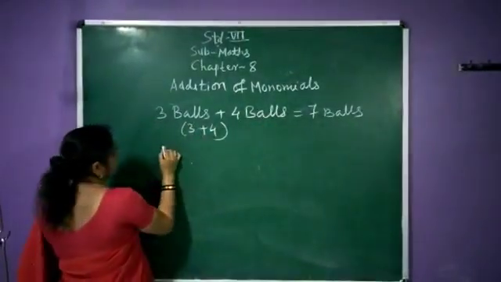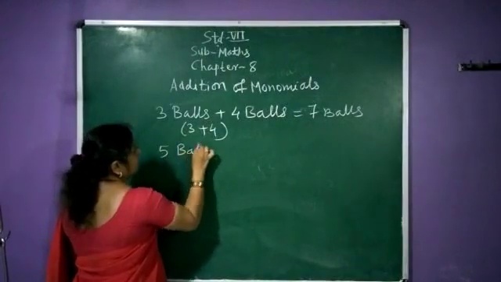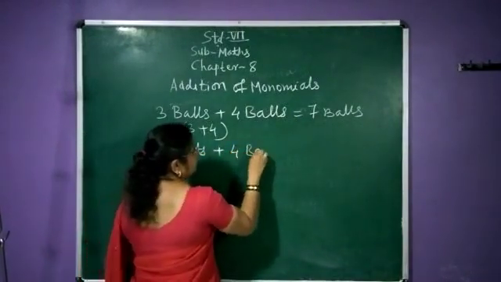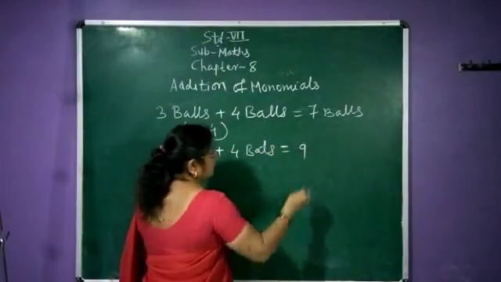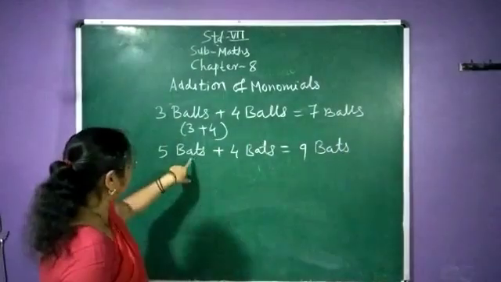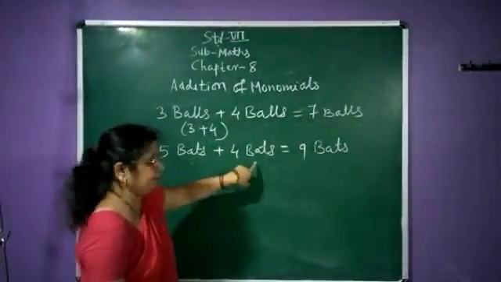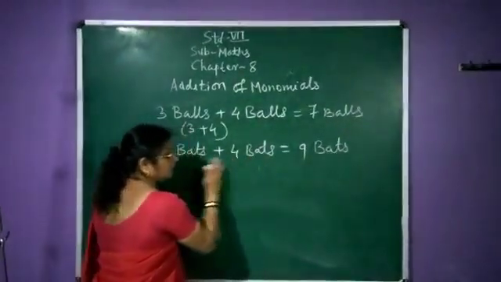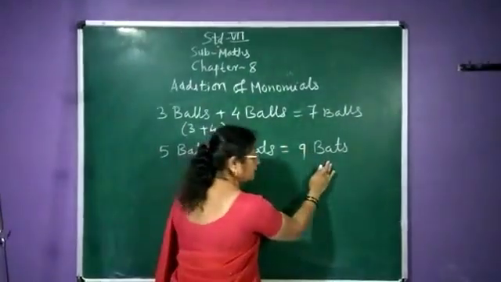One more example I will take. If 5 bats are there, and I add 4 bats, my answer is 9 bats. I am able to add this because the things are same. Okay? Because that means they are like things, so I am able to add this.